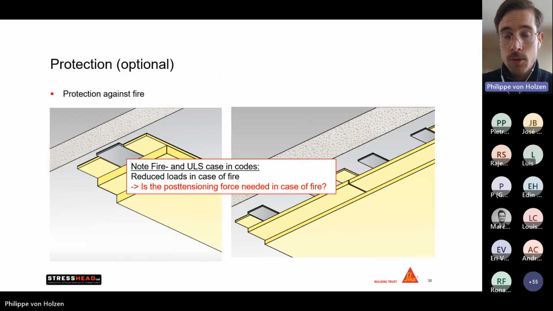It is an externally installed system, so sometimes we have to ask ourselves, do we have to protect the tendon and the anchorage from fire? That said, the system itself is not protected against fire, but there are several coatings or protection methods that we can apply to prevent the system from being the first impact to fire.